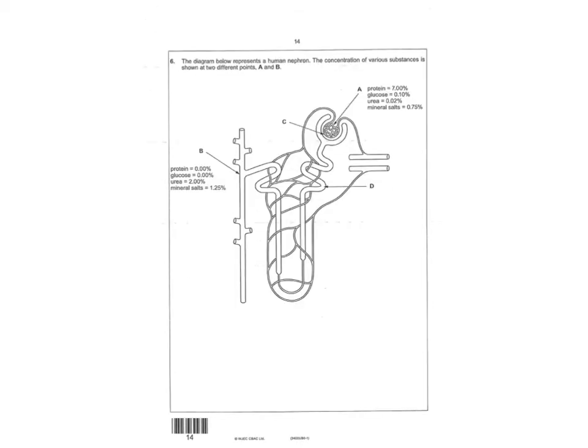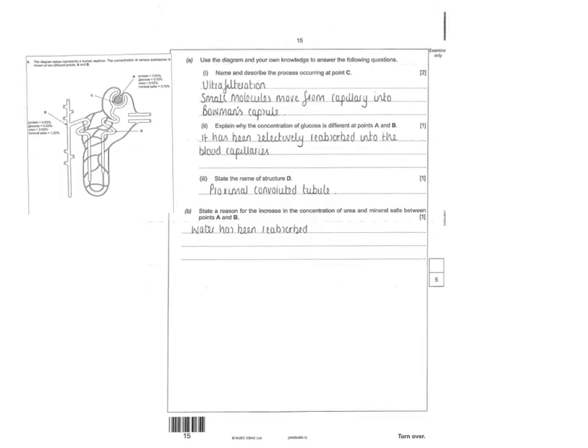The diagram below represents the human nephron. The concentration of various substances is shown at 2 different points, A and B. Use a diagram and your own knowledge to answer the following questions. Name and describe the process occurring at point C.